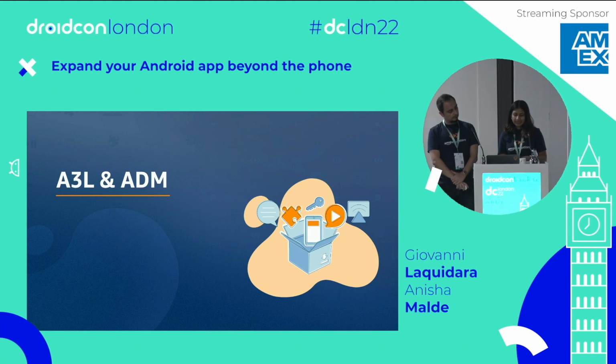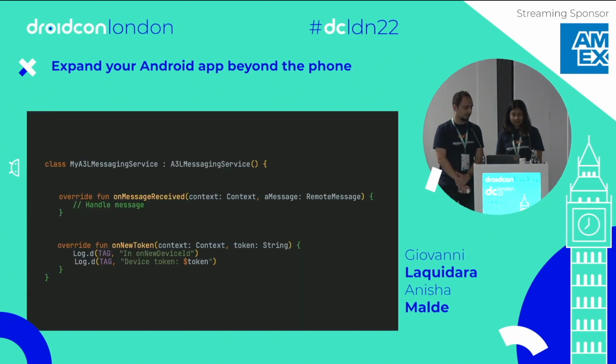A3L is an SDK that you use if your app is also supporting Firebase Cloud Messaging, because it's actually an abstraction library that supports both ADM and Firebase. So again, it's a very familiar SDK. I'm sure you probably have seen something similar.